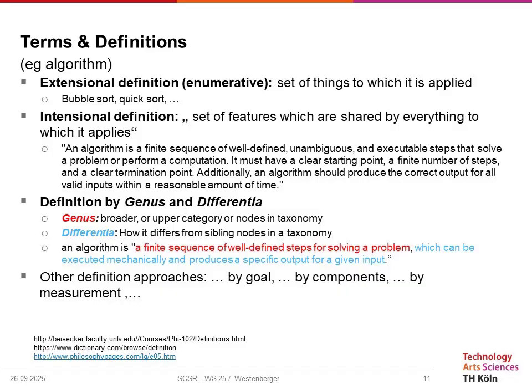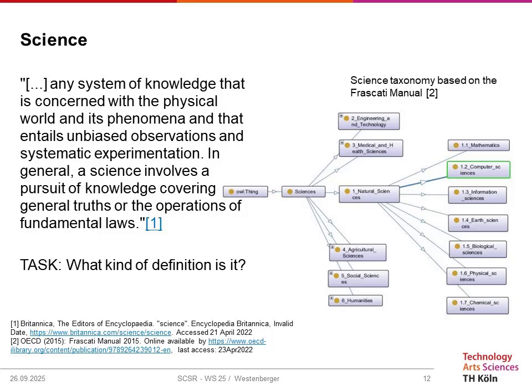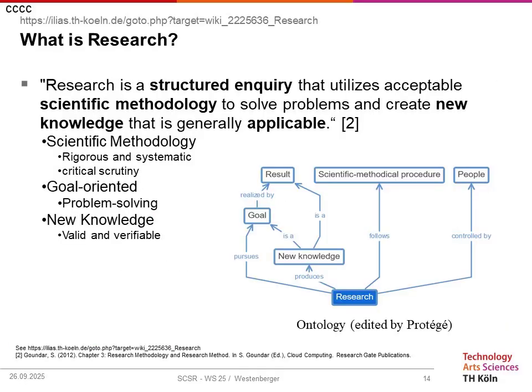Let's zoom out. What's the bigger picture? What is science? Good question. The Britannica definition gives us a solid starting point. Any system of knowledge concerned with the physical world and its phenomena, and that entails unbiased observations and systematic experimentation. Looking for general truths, fundamental laws. That's the core idea, and the way we do that is through research. Right, and our sources define research as, let me check, a structured inquiry that utilizes acceptable scientific methodology to solve problems and create new knowledge that is generally applicable.